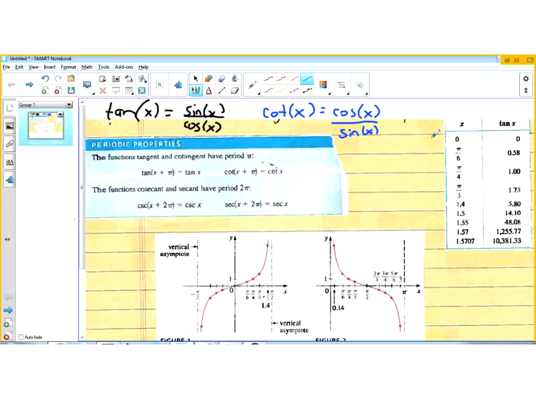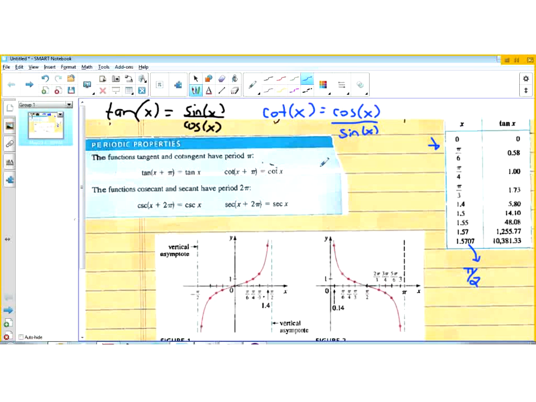And the table right here on the right is a function table for the tangent function over 1 period. So let's see, where's that 1 period? Over a half period, I would say. So from 0 to pi halves. This last row, x is 1.5707, is the approximation for pi halves. So that's a half of a period of the tangent function.